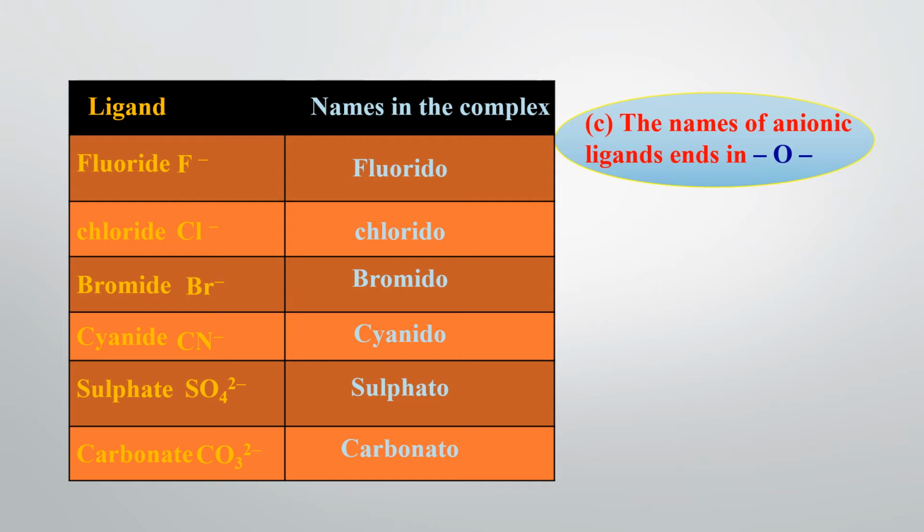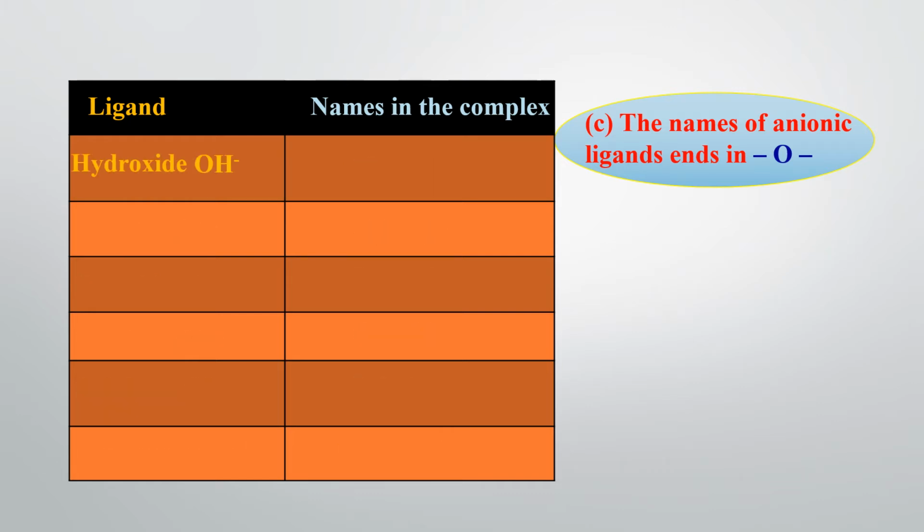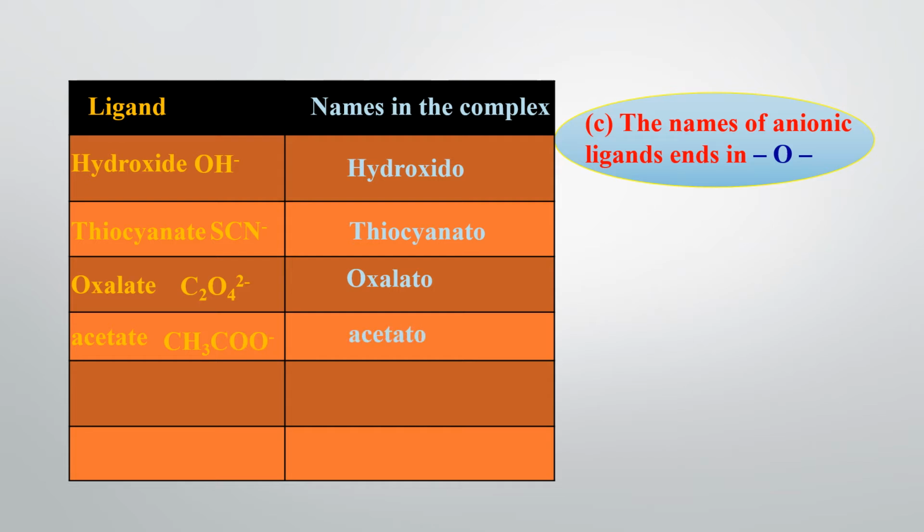So in an anionic ligand, the name ends with suffix O. Same way, hydroxide is hydroxido. Thiocyanate is thiocyanato. Oxalate is oxalato. Acetate is acetato. Nitrite is nitrito-N if nitrogen is bonded to the metal, and nitrito-O if oxygen is bonded to the metal.